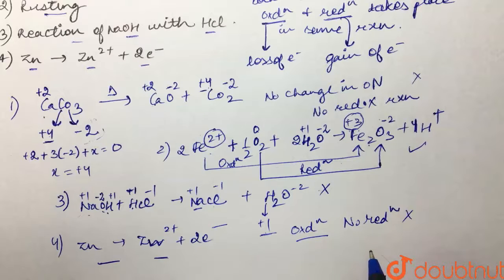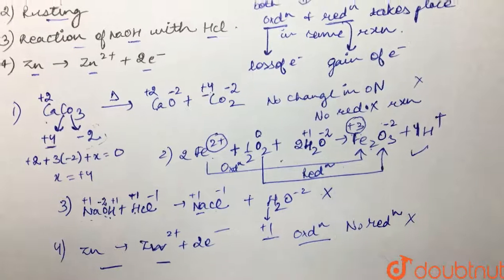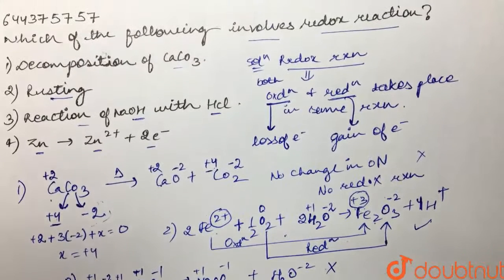So the only option that is an example of redox reaction is our second, that is rusting. So our answer to this question would be 2.